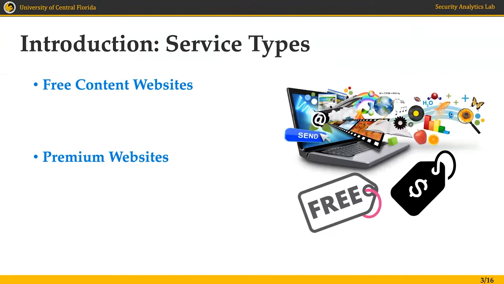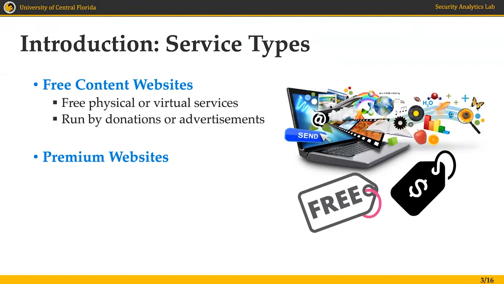So in terms of web services types, and for the purpose of this work, we have divided the web services into two main categories based on their profit model: the free content websites and the premium websites. We define the free content as any website that provides physical or virtual services free of charge. And some of those websites run on donation or revenue from advertisement. The other is the premium group, which contains the websites that provide content using a subscription-based or pay-as-you-use model.